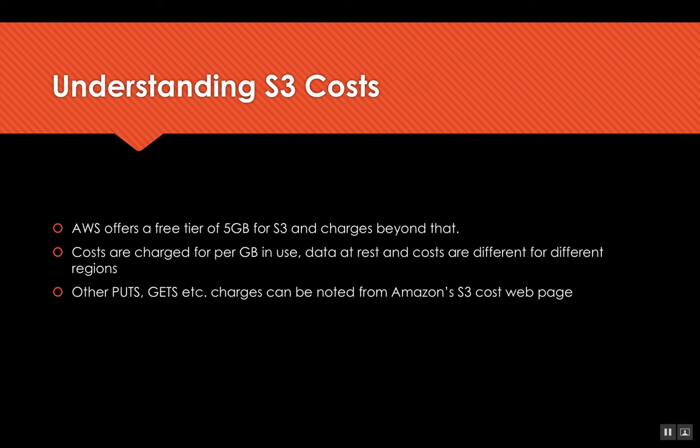Now, understanding the S3 cost. Basically, AWS offers a free tier of 5 GB for S3, and it charges further if you use beyond that in the free tier. Costs are charged per GB in use for data that is at rest, and the costs are different for different regions. This is the most important point. So if you are going to access anything from, say, Sydney, that's not going to be the same cost as in America. Other puts, gets, etc. charges can also be noted from Amazon's S3 cost webpage, because this is too much in numbers and is not required at this point in time.